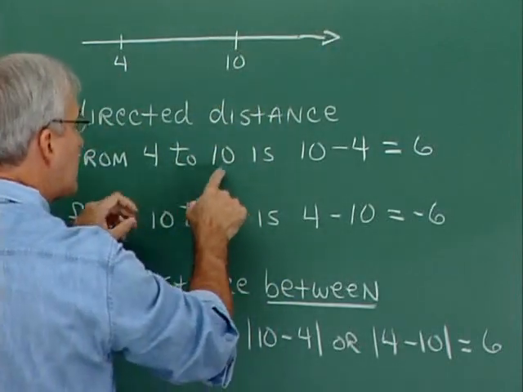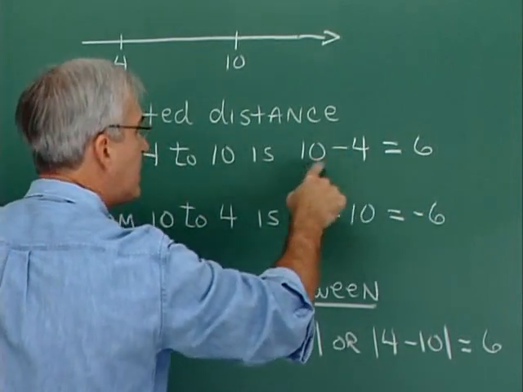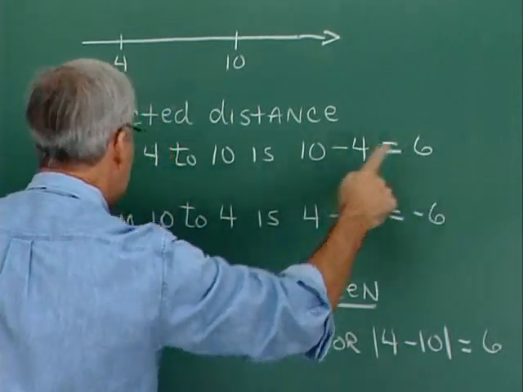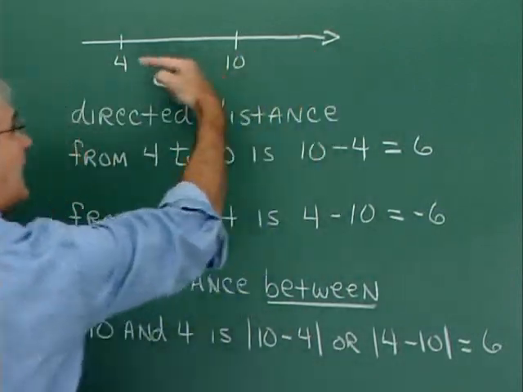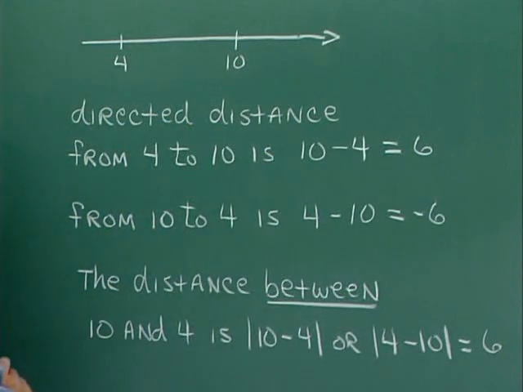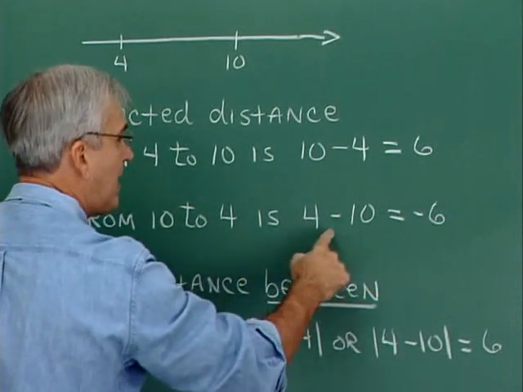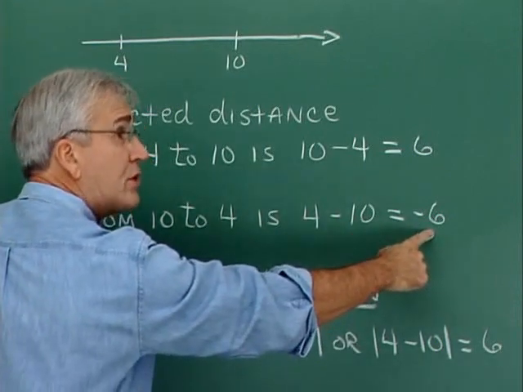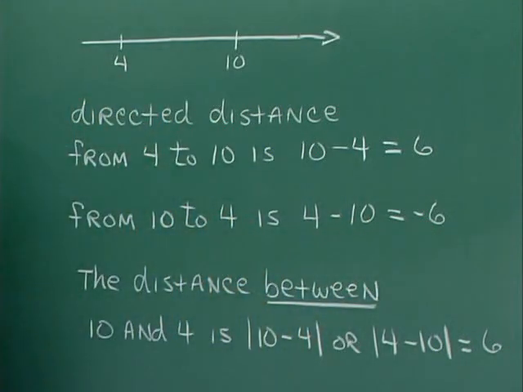And the way we calculate it is to take the destination and subtract the starting point. So it's 10 minus 4, or 6. But from 10 to 4, you see it's in the negative direction. It's to the left on the number line. And to make the calculation, you take the destination and subtract the starting point. So it's 4 minus 10, or negative 6. So the directed distance from 10 to 4 is negative 6.